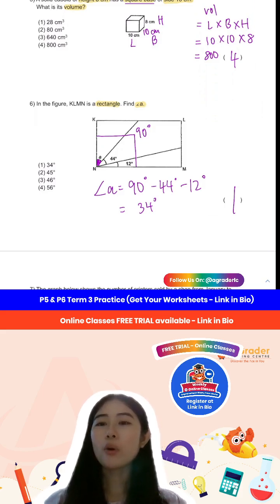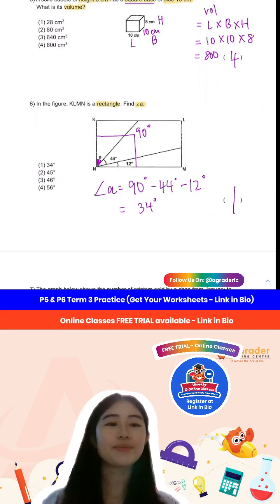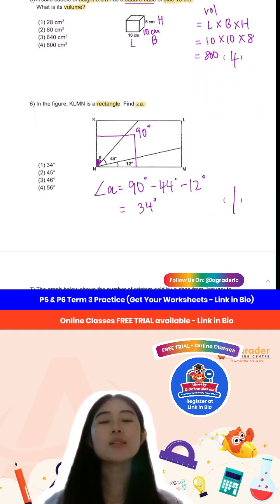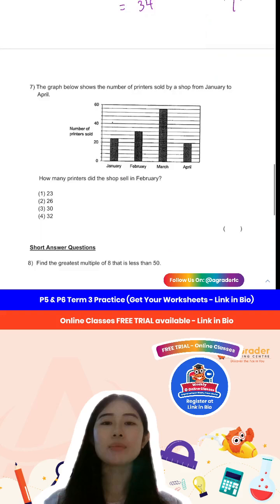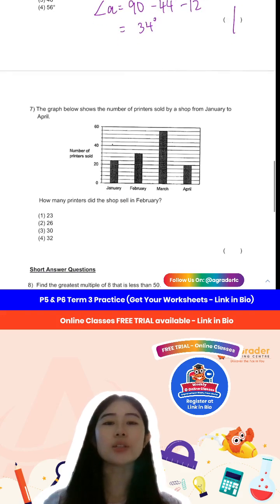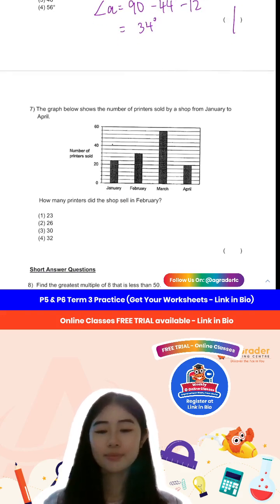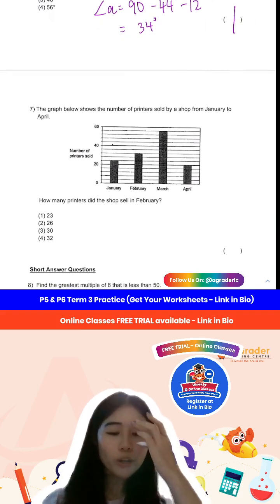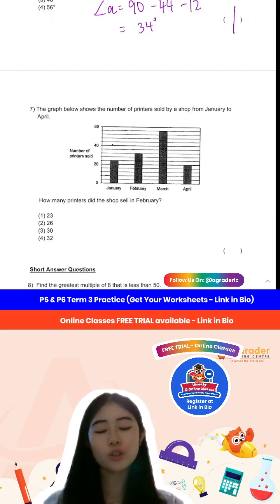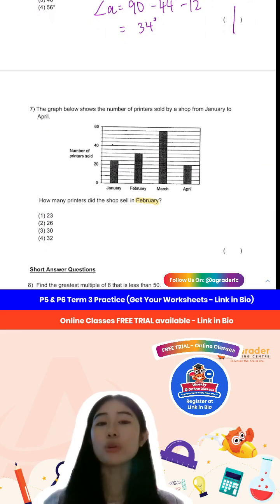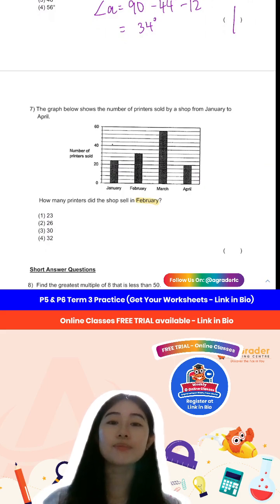We have one more MCQ. Let's take a look at our last MCQ. This one is a graph question. The graph below shows the number of printers sold by a shop from January to April. The question wants you to find how many printers the shop sold in February. So again, let me know your answers.